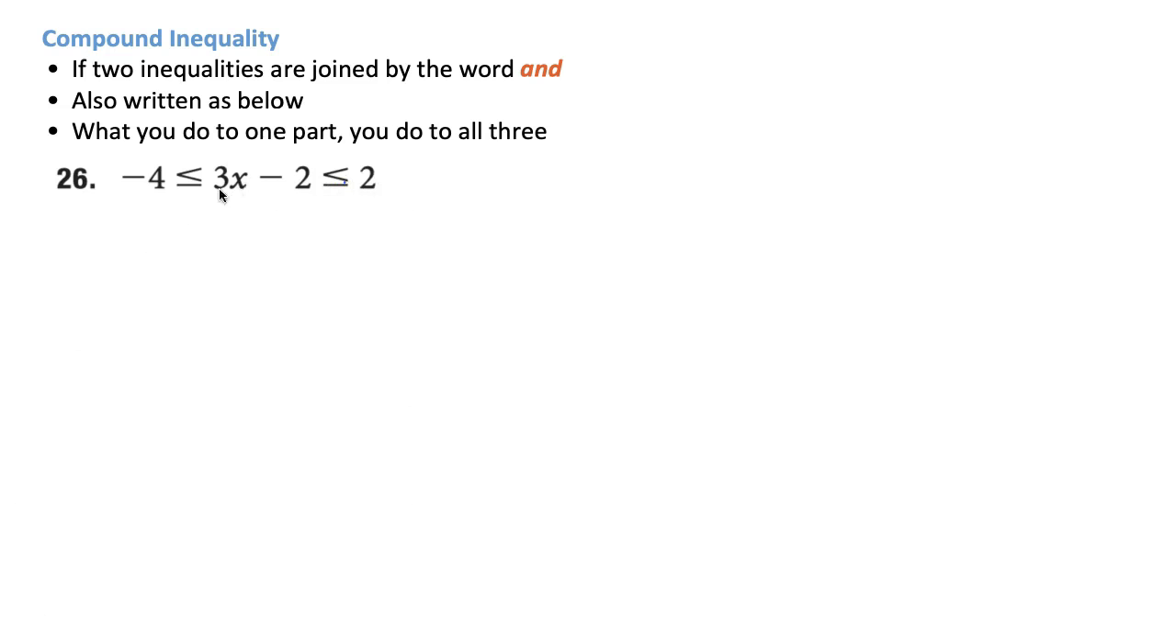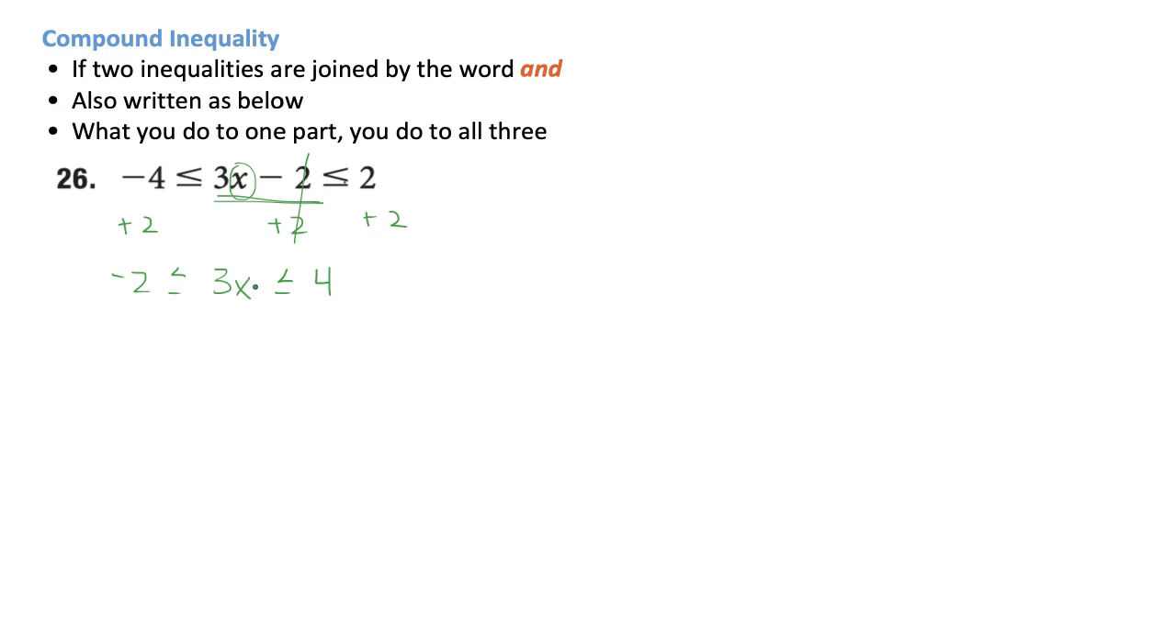Okay, so for this particular problem, what we do to one of the 3 parts, we have to do to all 3 parts. So we want the x by itself, and it's right here. So we need to look at this area where the x is and think, what do I need to do to get the x by itself? Well, the first thing I need to do is add 2, and I need to add it to all 3 parts. So I have -4 plus 2 is -2, and that is less than or equal to, and what I have left here, the 2's are going to subtract out, and I get 3x is less than or equal to, I've got 2 on the right side, plus 2 is 4.